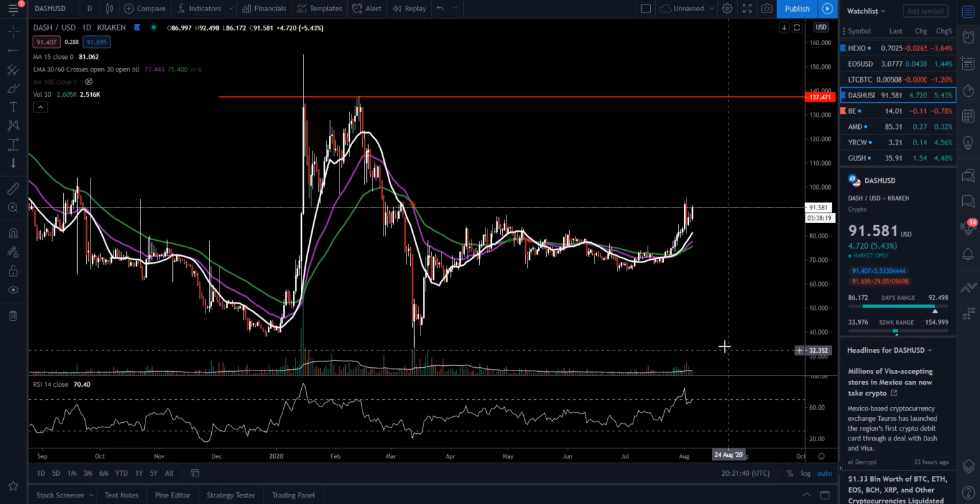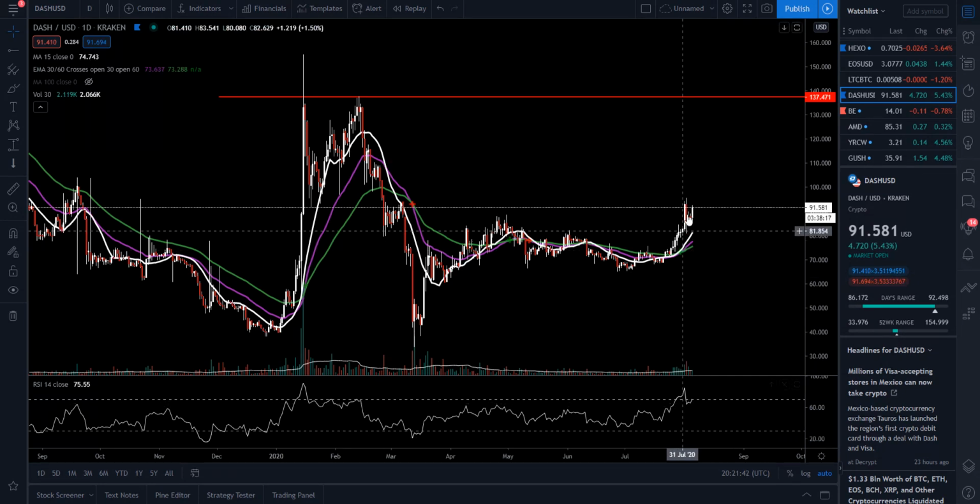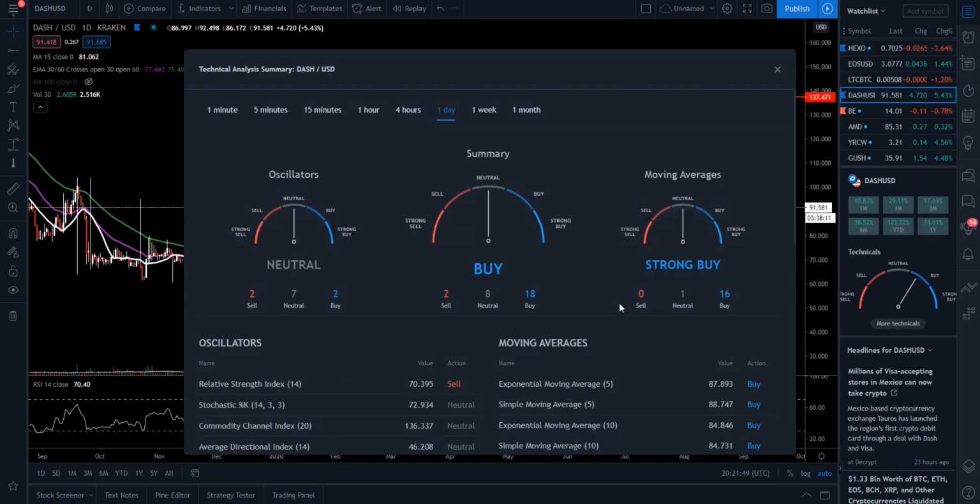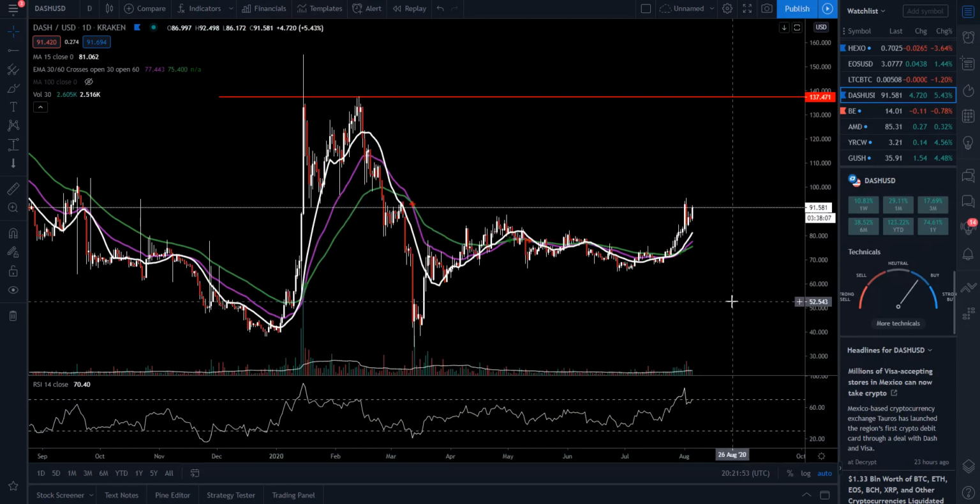Like we talked about, got our cross there. We need some more volume so we can get up over top of that previous high. RSI is at 70 right now. If we take a look at TradingView in terms of the technicals, we have a 2 sell, 8 neutral, and an 18 buy there. And this is a coin that was $1,600 before, and right now we're looking at about $91. We're up 5.43%. So if you like me covering Dash, guys, let me know down low.